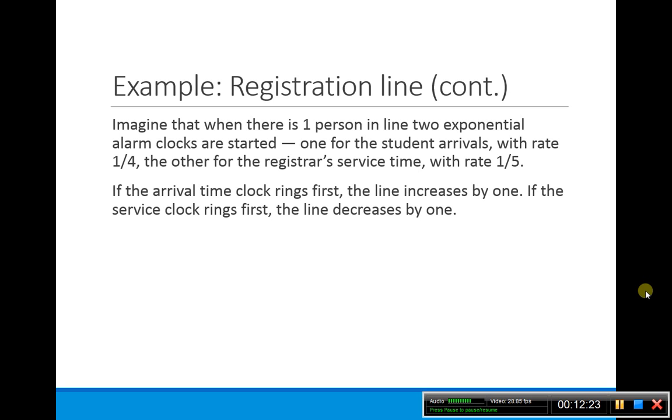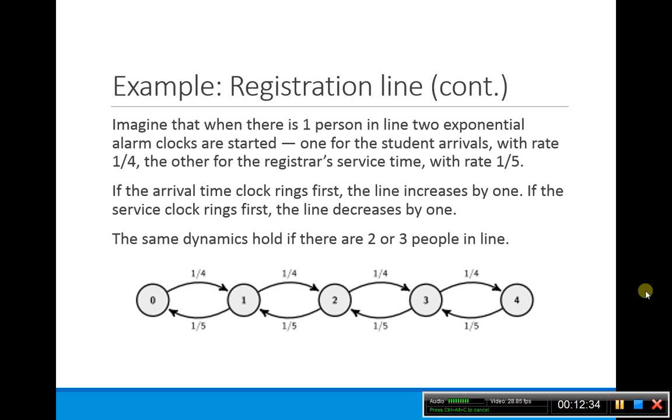So if the arrival clock rings first, so if another student arrives first, then the line increases by 1. If the registrar finishes, then the line is going to decrease by 1. So the same dynamics hold for 2 or 3 people in line. We basically have this transition diagram where we have our rates here.